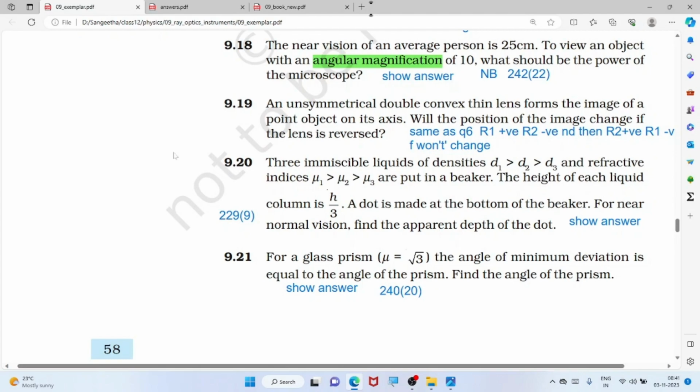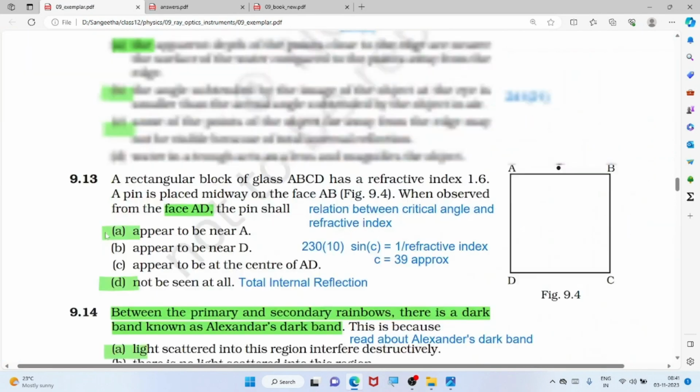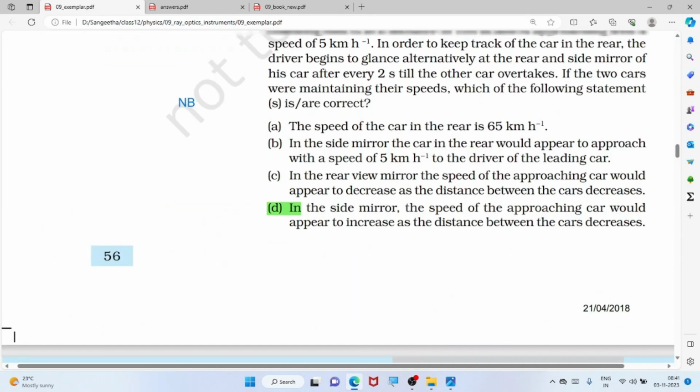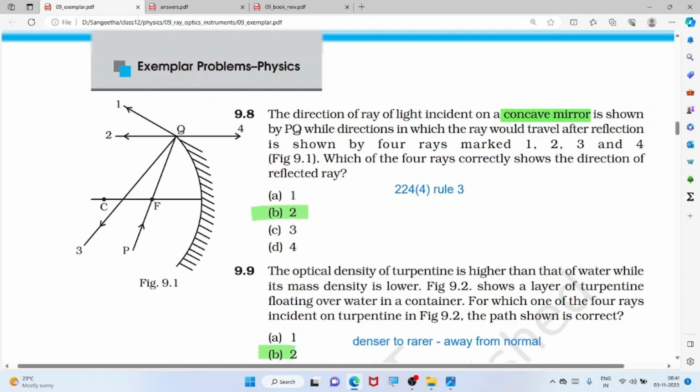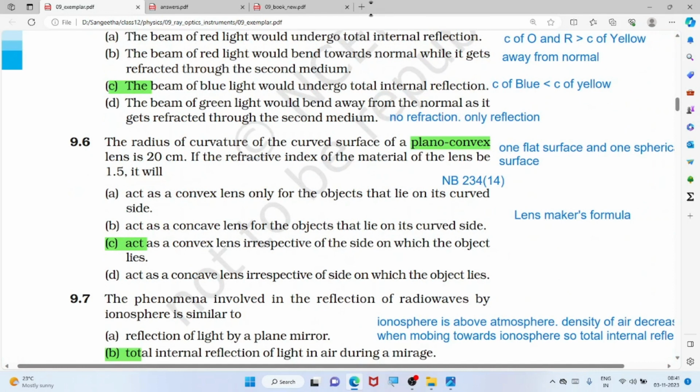Question number 6 I already showed you. See here, the radius of curvature is 20, the refractive index of the lens material is given, so this is irrespective of the side on which the object lies. This I already showed you, so you can refer to that.